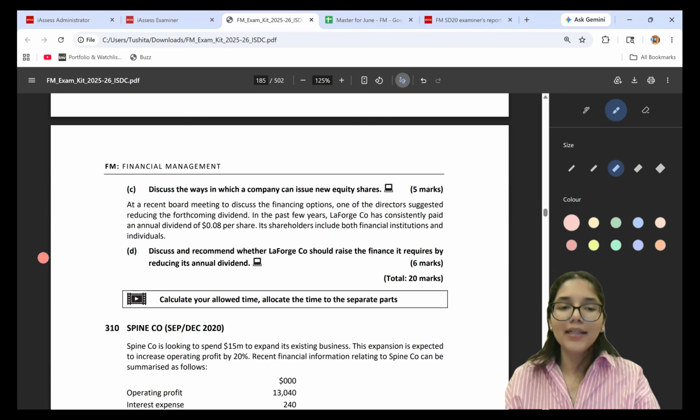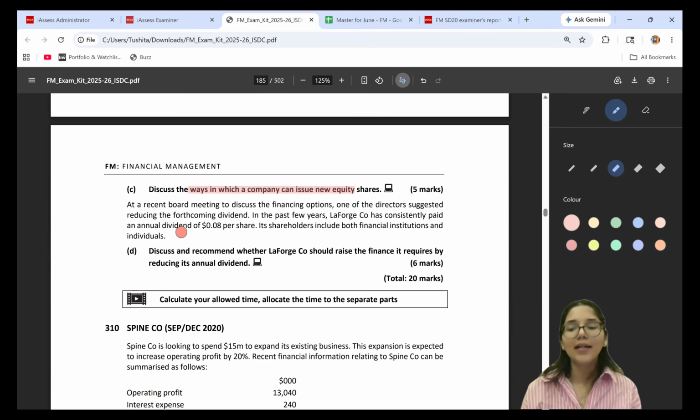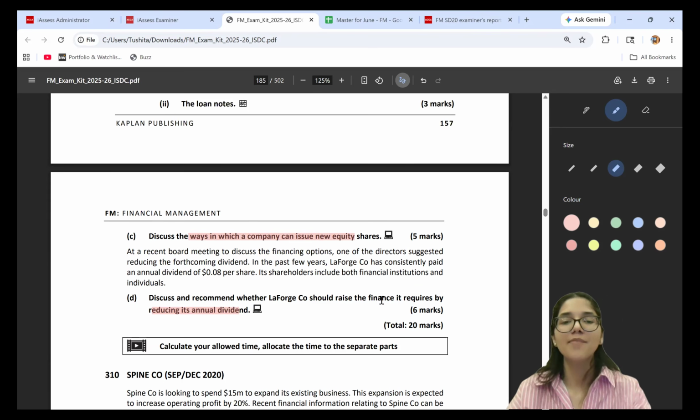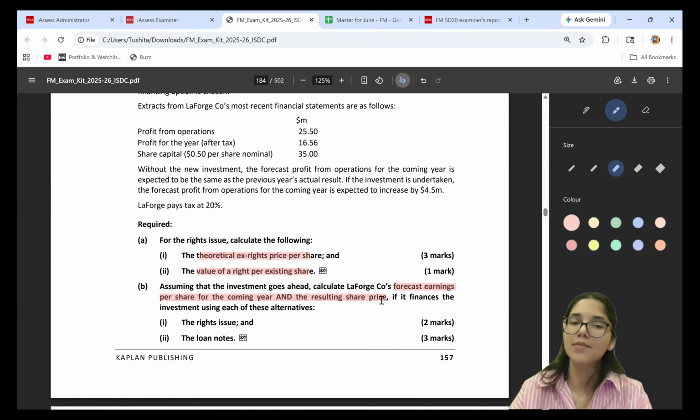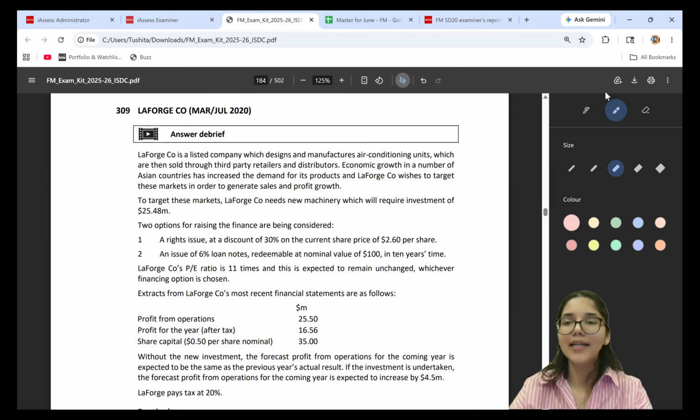Then further for part D, okay, I'll highlight the main requirement, ways in which a company can issue new equity shares. Then for part D, I have to discuss and recommend whether LaForge Company should raise the finance it requires by reducing the annual dividend. So they are thinking that the money that we are needing, we will reduce the dividend and then we will get the money that is needed. So primarily these are the 4 requirements that I'm supposed to solve for. Now I will start to read my case study.